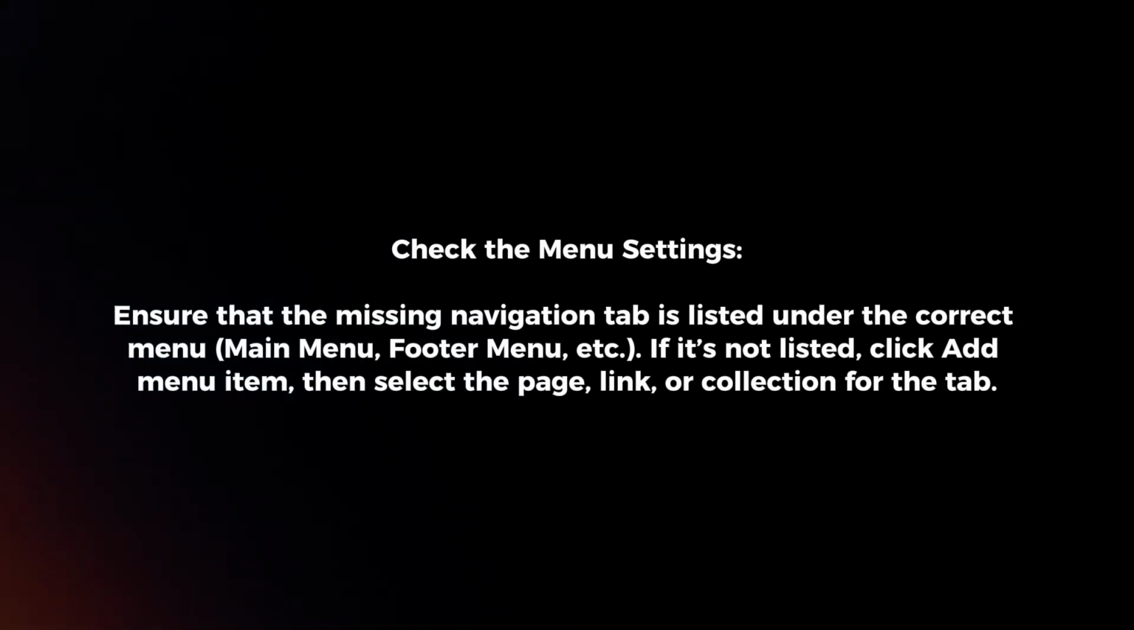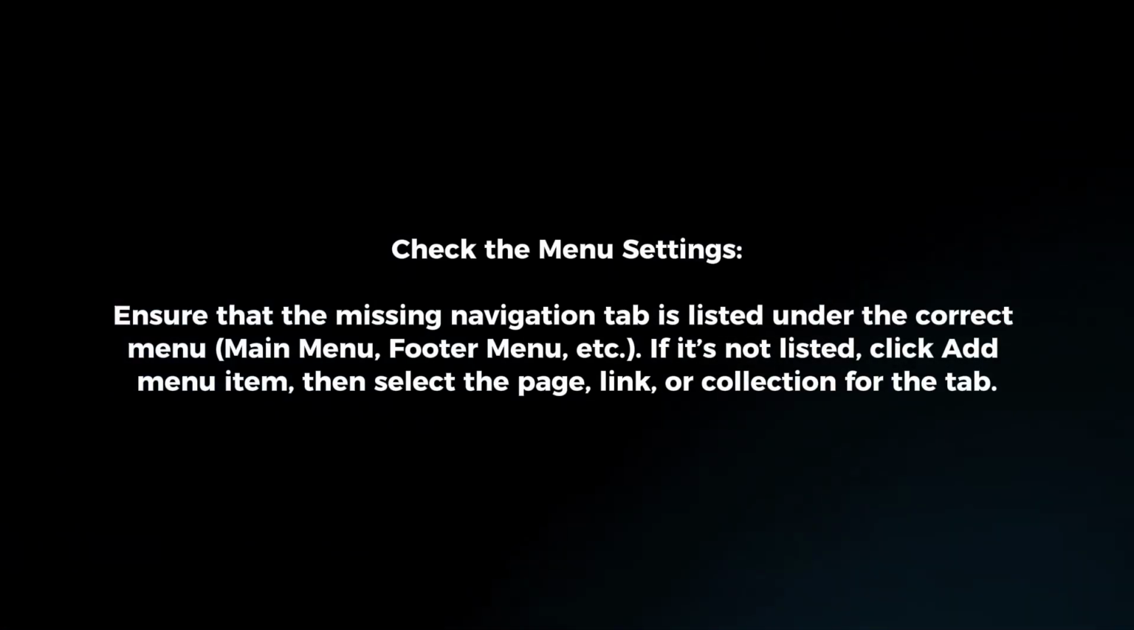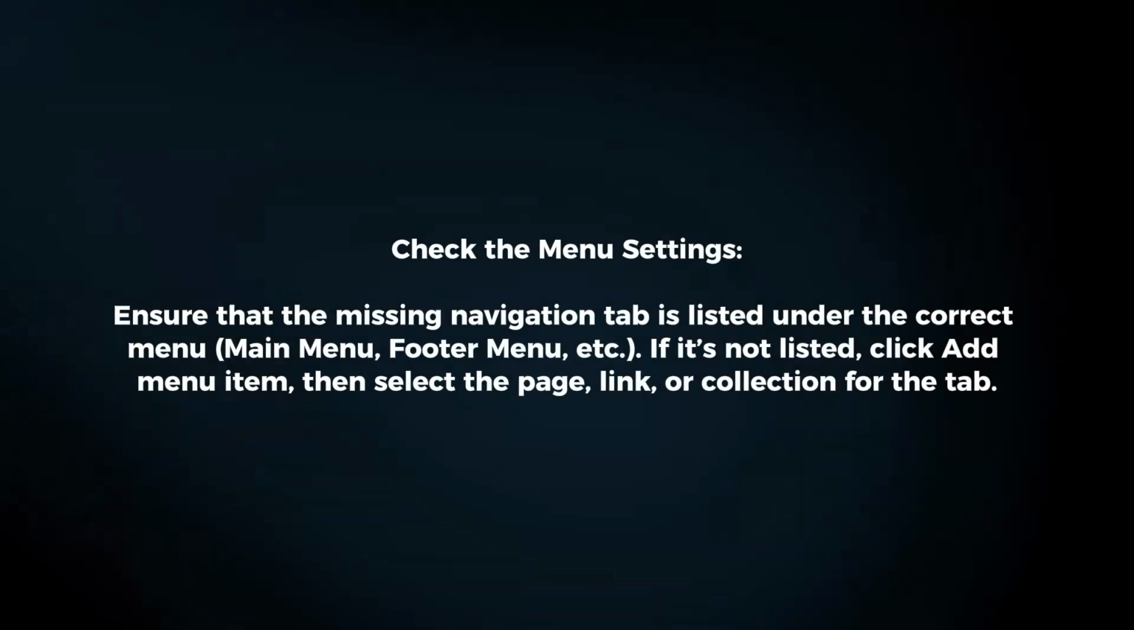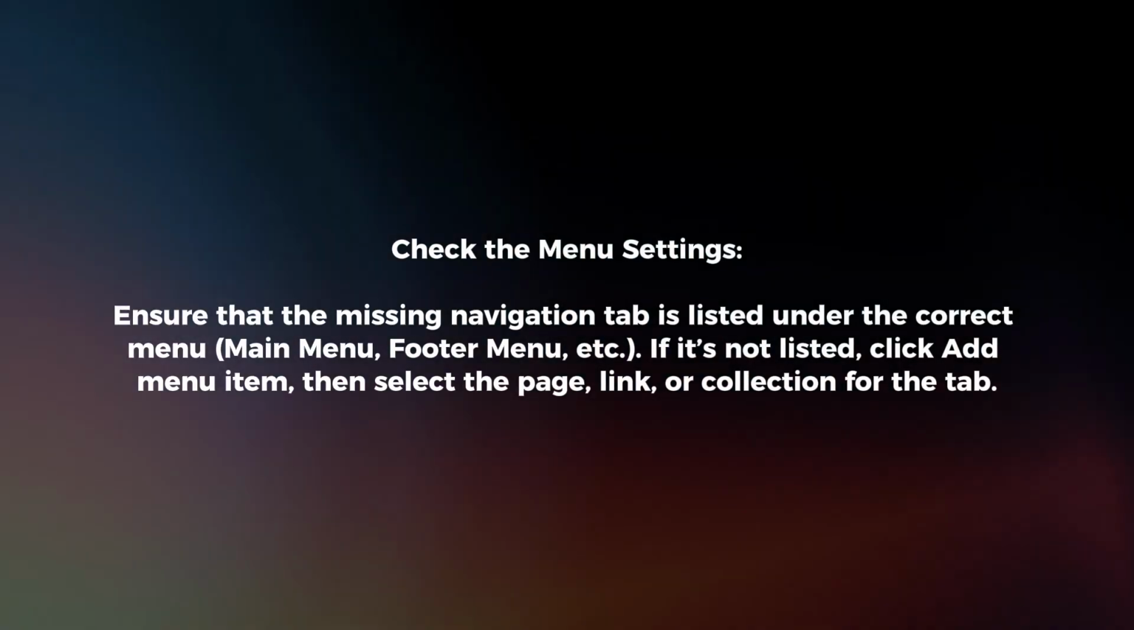Check the menu settings. Ensure that the missing navigation tab is listed under the correct menu. If it's not listed, click Add Menu Item. Then select the page, link or collection for the tab. Save changes. After adding the missing tab, click Save Menu.